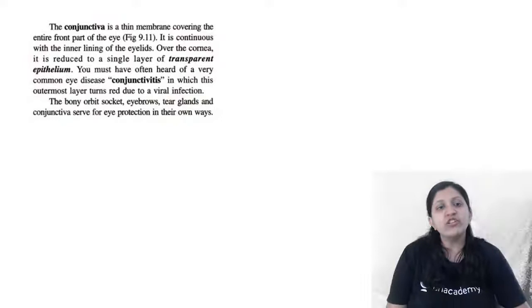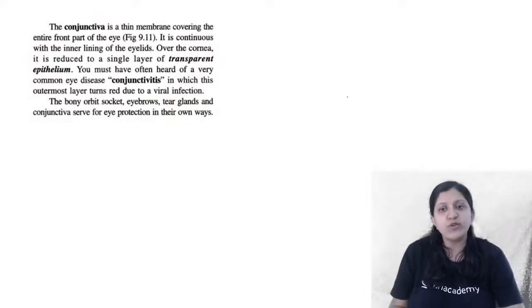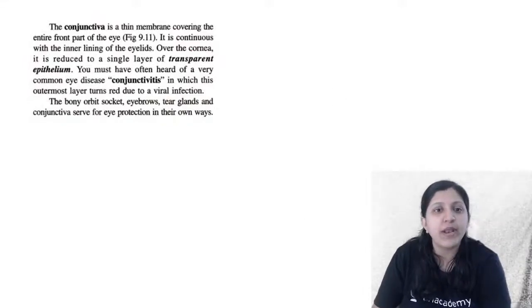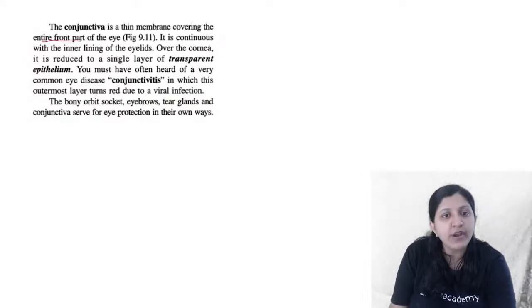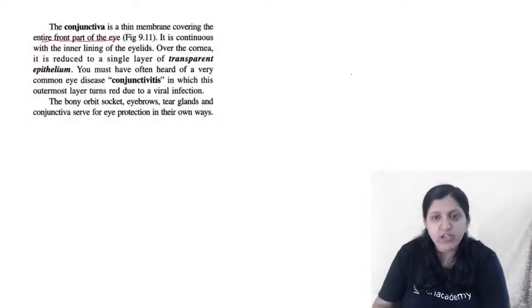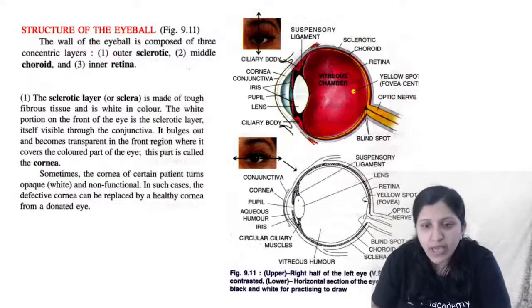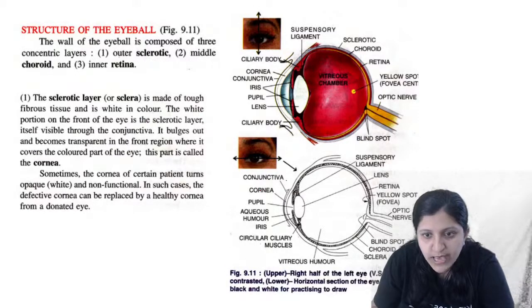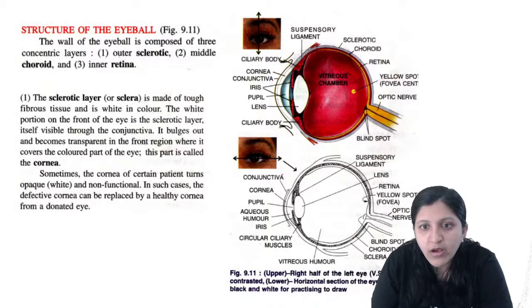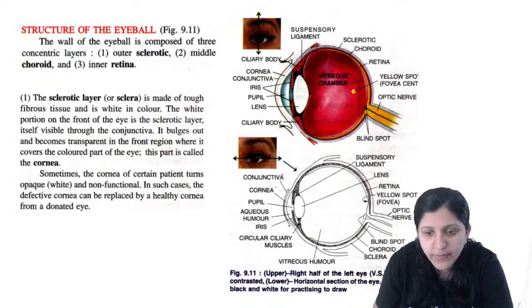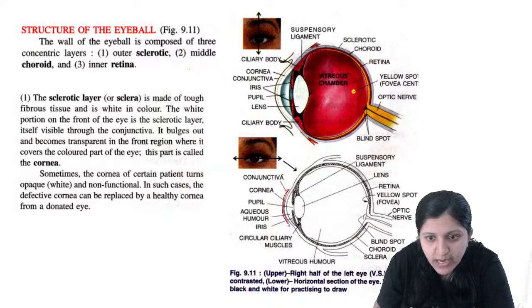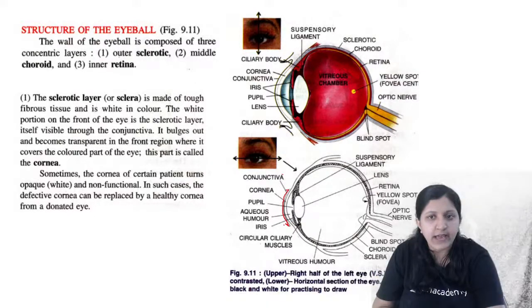Yeah, so the conjunctiva is a thin membrane which covers the entire front part of the eye. You can just have a look here. This one over here, with this you can clearly see, is actually the conjunctiva. You can see this front part over here, this is the conjunctiva which is lined like that.